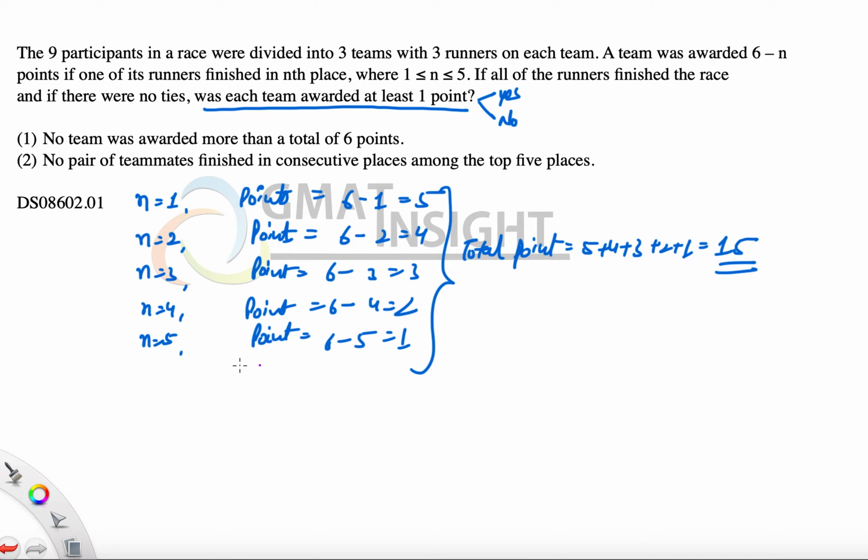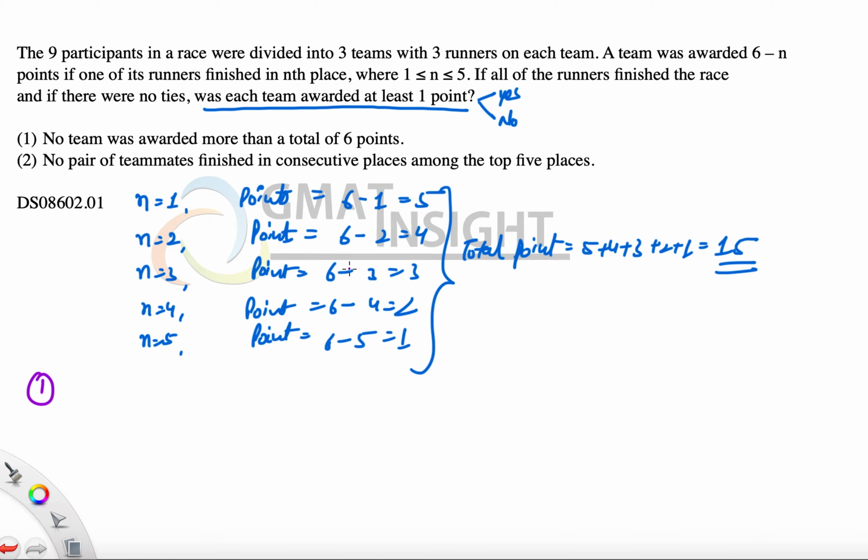To answer that question, we look at the statements. The first statement says that no team was awarded more than a total of 6 points. That means the person who gets 5 points does not have another person in the same team who gets 4 points, 3 points or 2 points, because in that case 5 plus 2 will be 7, and the team's total would be more than 6. So the person who gets the first position does not have anyone in the same team who gets second, third or fourth position. That's good to understand the meaning of the statement.